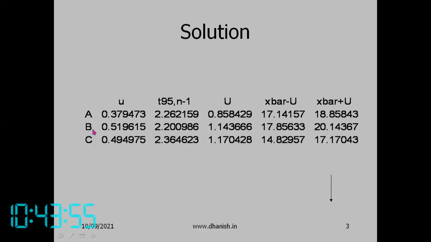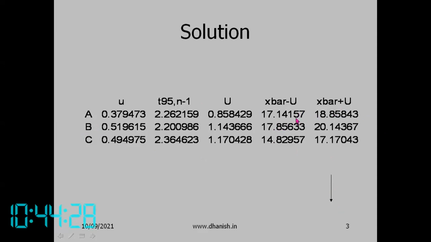For car B, lower coverage interval is 17.85. So that means there is a 95% chance that the true value of B, the mileage of B, will be between these two limits. And the true value of A is likely to be between these two limits. But now this goes up to 17.85, which is below this 18.85.